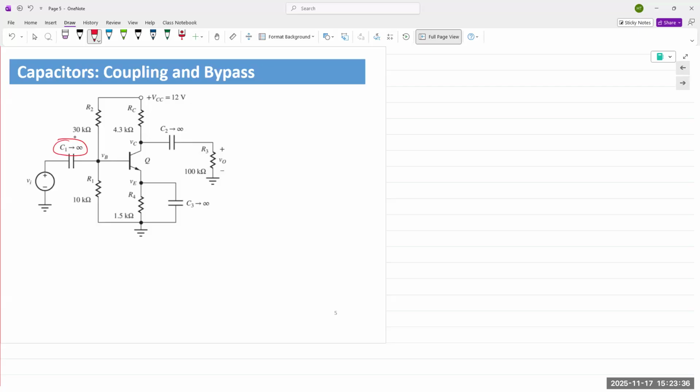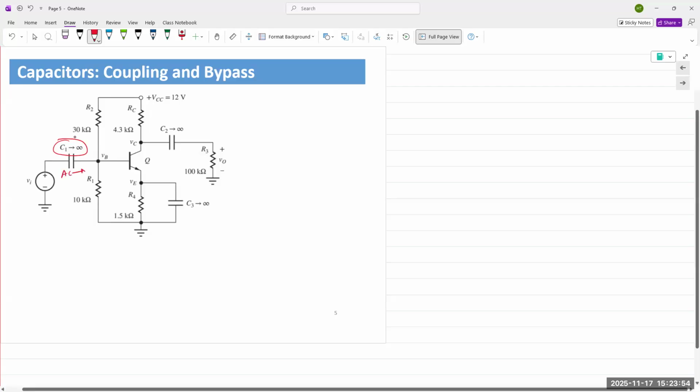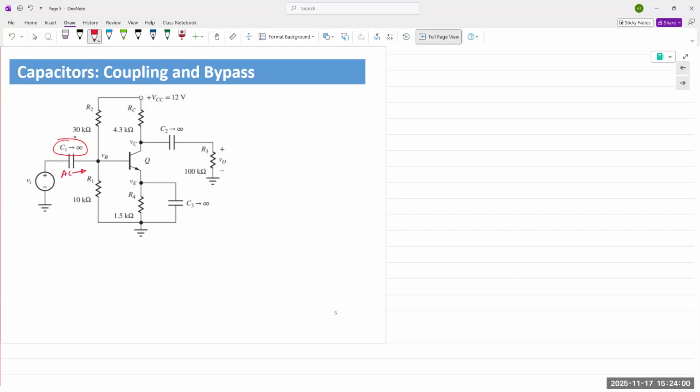Higher the frequency, the more current that flows through it because it's constantly switching. And so for an AC signal, it behaves like a short circuit. For a DC, it behaves like an open circuit. So it behaves like infinite or open resistance for DC, meaning it blocks the DC and it allows the AC to pass through. So it couples the AC signal into the base, so to speak. So we call that a coupling capacitor.